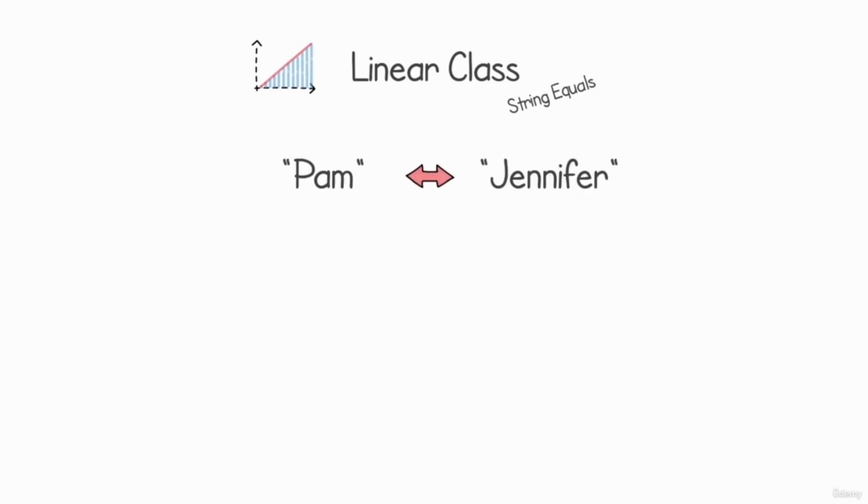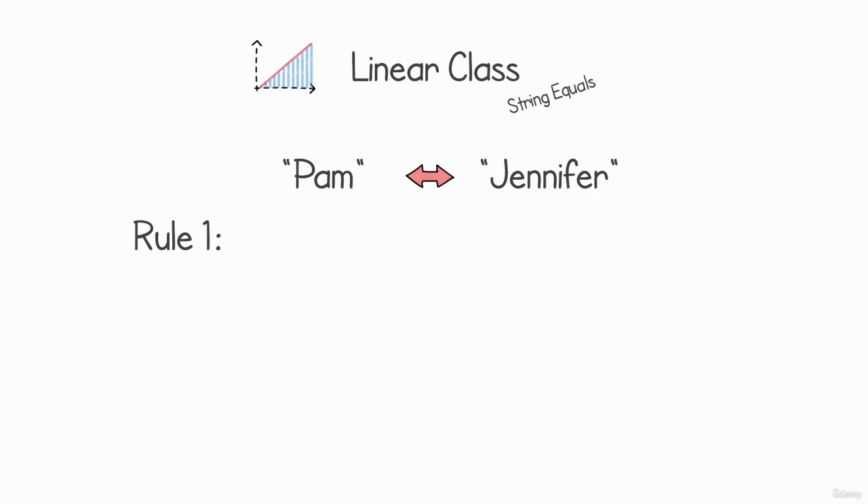Let's have a look at how we can implement this equals function. Of course, to implement this, we can use the equals operator in Python, but we are going to implement our own to understand how it works underneath. If we had to implement our own, we need to follow two rules. Let's take the example of Pam and Jennifer, two strings that are obviously not equal. And the first rule to follow is that the two strings need to be of equal length.